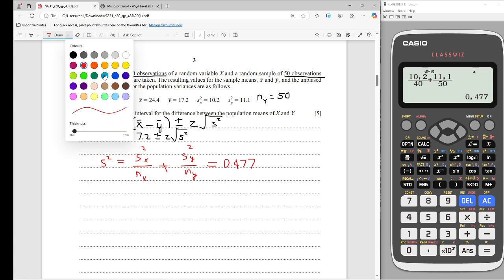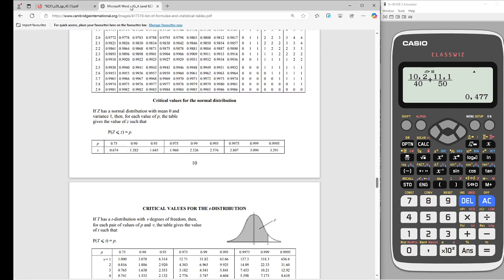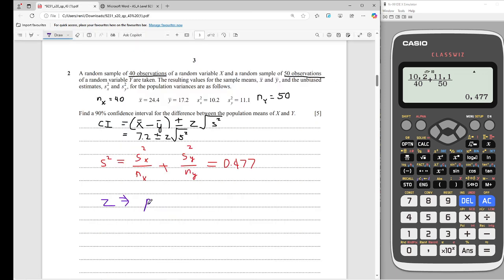Now we need to calculate z. I'm going to write down the entire thing. So the only thing we need for z is the value of P. That means P equals, and for confidence intervals or two-tailed tests, we always have this formula over here: 1 by 2 times (1 minus alpha over 100 plus alpha over 100).